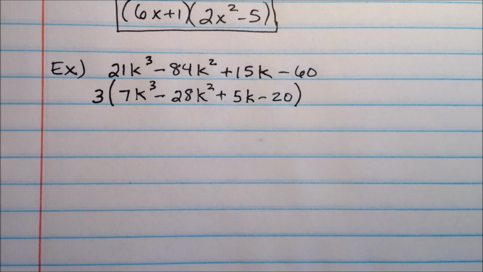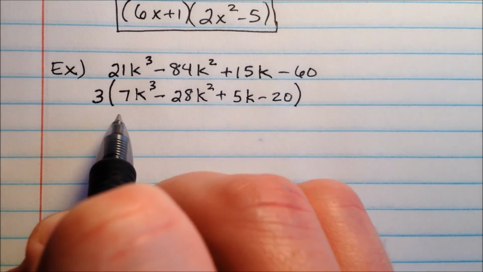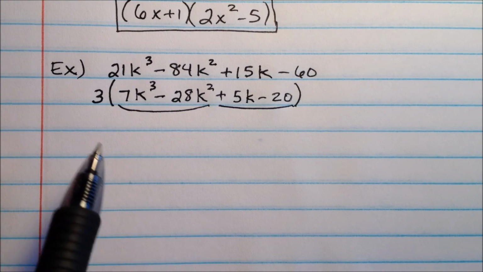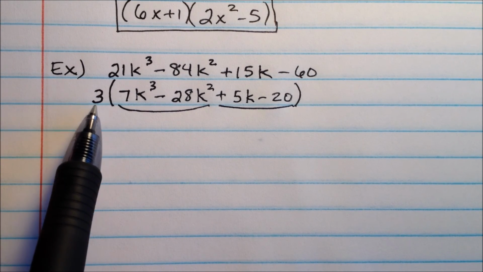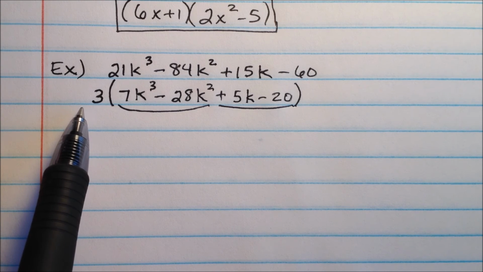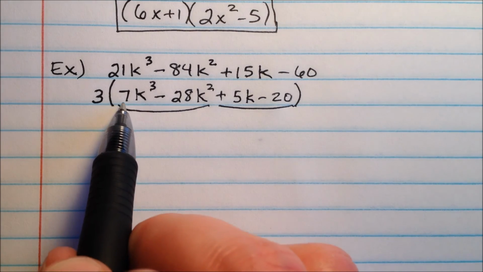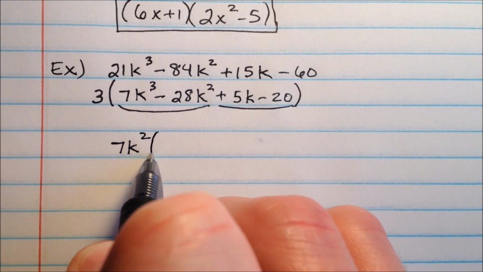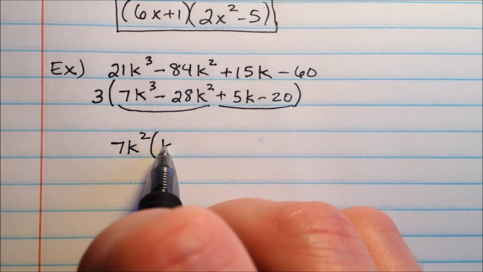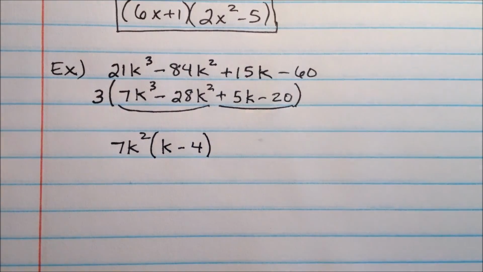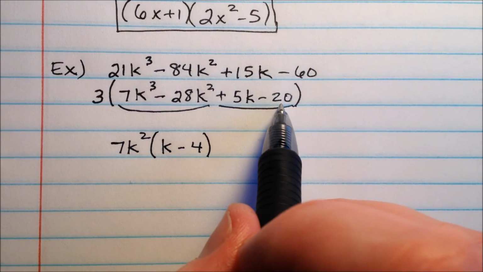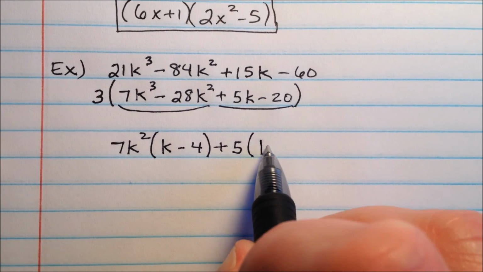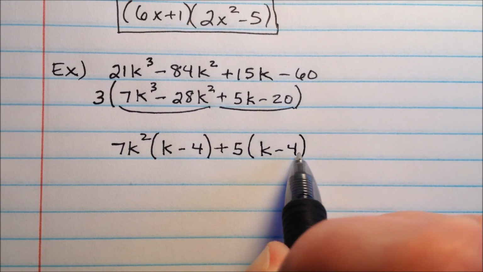Now I'm going to do the same thing as before. I'm going to group the first 2 and the last 2. While I do this process, I'm going to ignore this 3 that I took out, but it's going to come back into play a little later. Of these first 2, we have a 7k squared that's common, and when I factor that 7k squared out, I'm going to have k minus 4. Same thing here. I have a positive 5 that I can factor out, and when I do that, I have k minus 4 again.